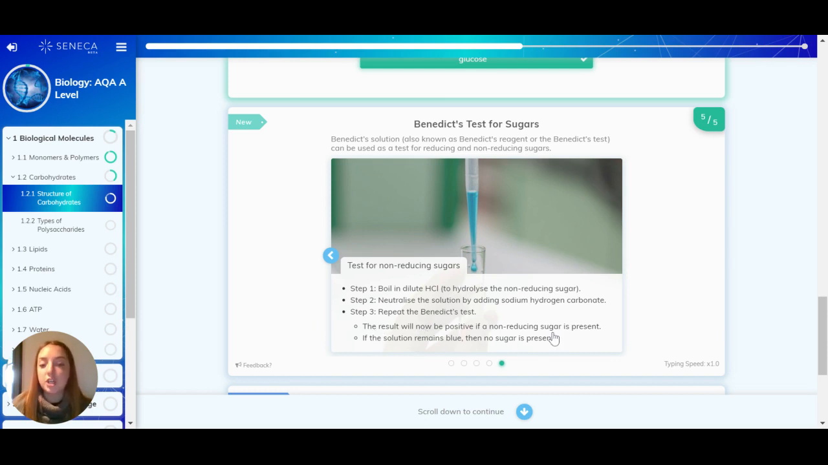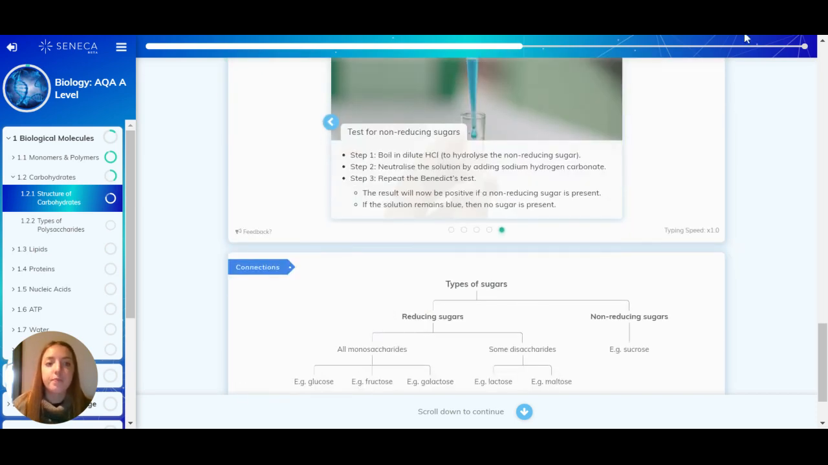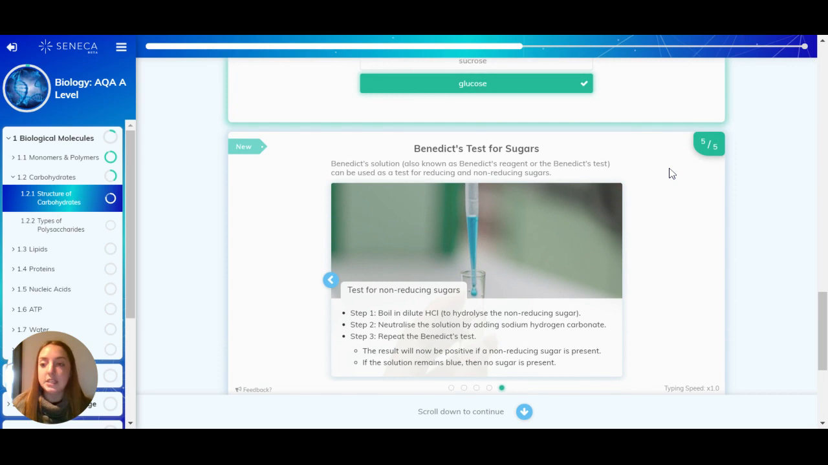So if a non-reducing sugar is present, the result of this second Benedict's test will be positive. And this is because the non-reducing sugar has been broken down into its monosaccharides due to adding the hydrochloric acid. And because these are reducing sugars, these smaller monosaccharides, then you get a positive result. But if the solution remains blue, this means that no sugar is present. So no non-reducing sugars and no reducing sugars are present. And that is all you need to know about the structure of carbohydrates and the Benedict's test.